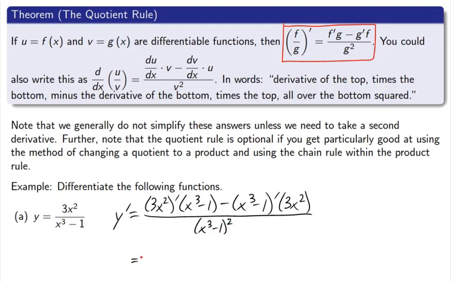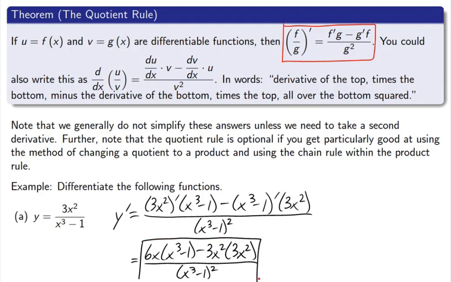So then let's calculate our derivatives. The derivative of 3x squared is 6x. And then we have the x cubed minus 1. The derivative of x cubed minus 1 is 3x squared. And then we also have the other 3x squared. Put it over this same denominator. And while I could simplify this, I'm just going to go ahead and stop here. This will be my final answer.